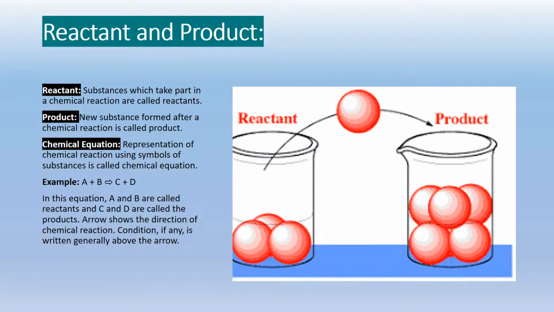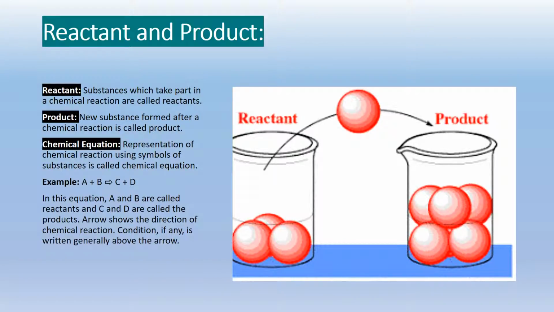Reactant: substances which take part in a chemical reaction are called reactants. Product: a new substance formed after a chemical reaction is called a product. Chemical equation: representation of a chemical reaction using symbols of substances is called a chemical equation.